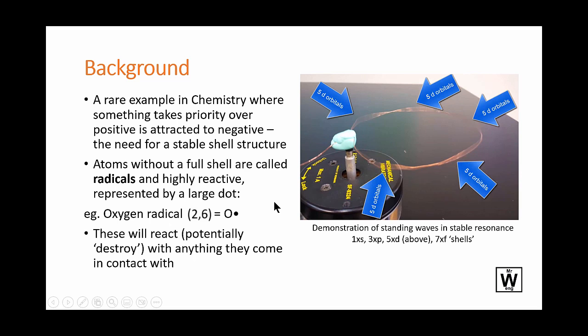Now, the strength of these is stronger than the positive-negative attraction, which is quite rare. So first of all, they just end up having a full shell, so it's ionic, covalent, metallic bonding. And then there's sort of this positive attracted to negative. So this is quite strong.